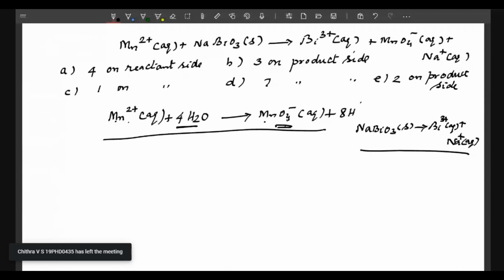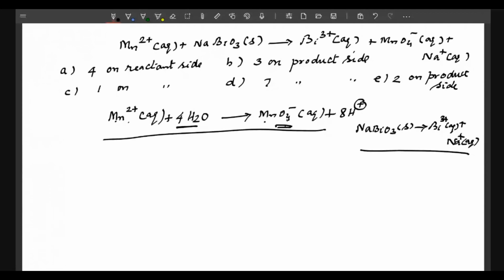First, balance the elements other than hydrogen and oxygen. Second step, balance the number of oxygen in terms of water. The water should be added to the appropriate side. Third, balance the hydrogen atoms by adding the required number of H plus to the appropriate side. And the fourth step is to balance the charge by adding the required number of electrons as needed.